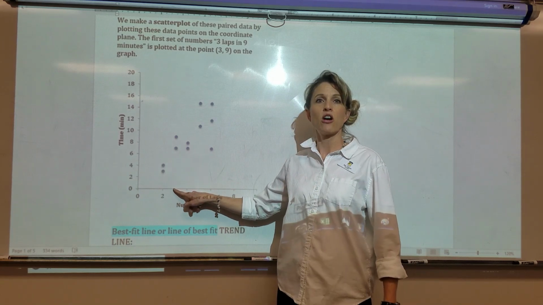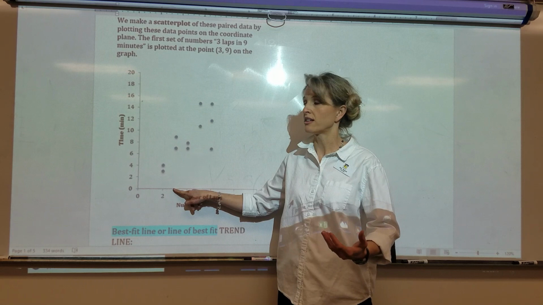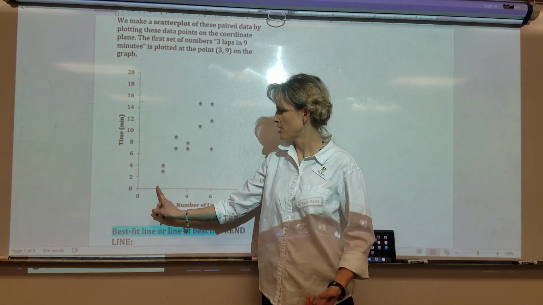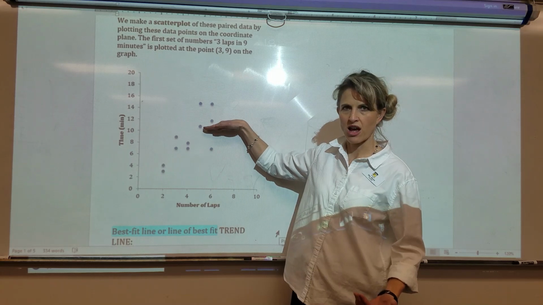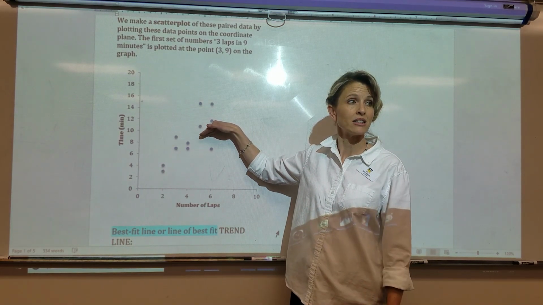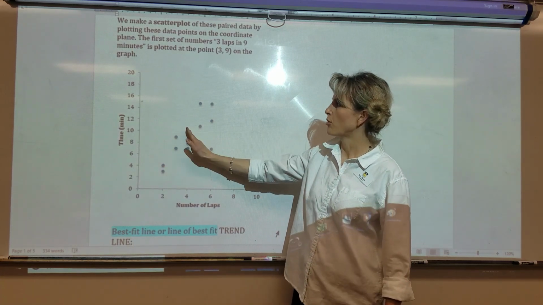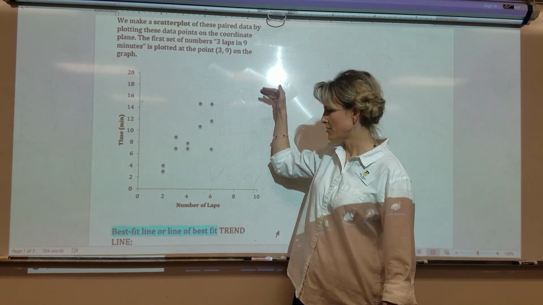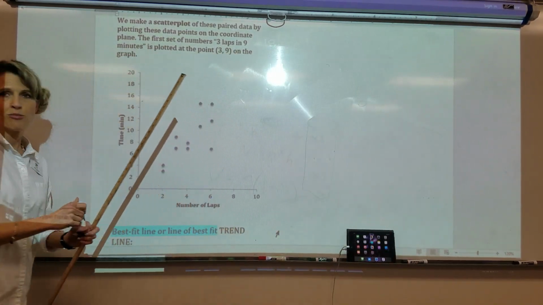The question is, is there a relationship or a trend? In other words, could I say the more laps I run takes more time in a consistent or constant rate? As this increases, am I increasing at the same rate? Over, up, am I climbing at a consistent rate? So what we do to analyze that is we make a line of best fit.